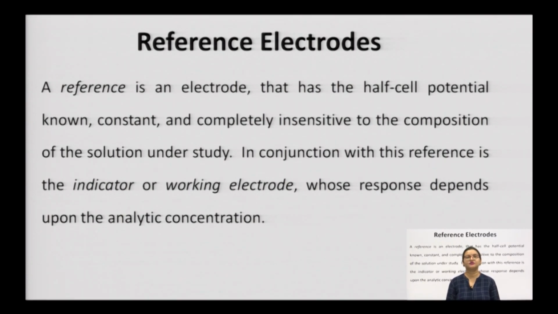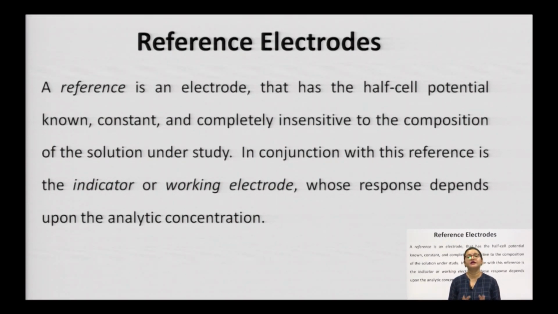A reference electrode is an electrode which has a half cell potential which is known, constant, and completely insensitive to the composition of the analytical solution or analyte under study. So what is a reference electrode? It is an electrode which shows a stable and completely insensitive response, stable all through the process when it is dipped in the solution or sample under study.